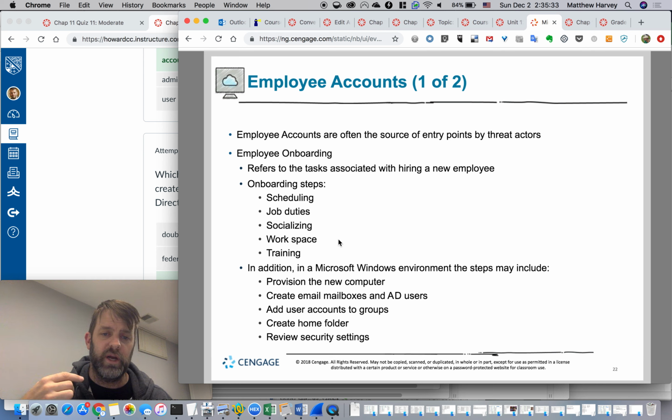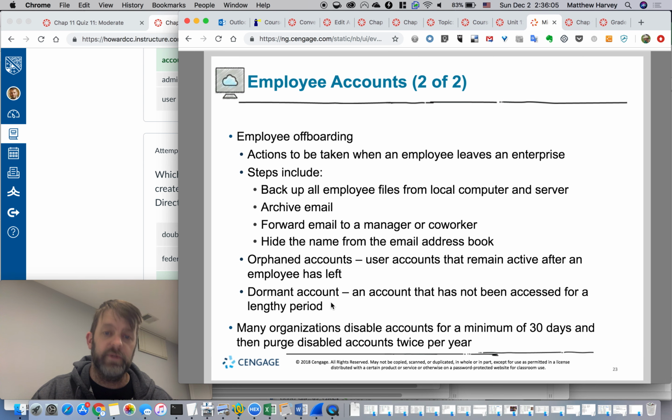Onboarding is the process of bringing a new user on, figuring out what their job duties are. Socializing there, they mean sort of getting them to understand how the office culture works, how the organization works. A lot of companies require special training. They say, oh, you have to take this training course on safe use of the computer before we'll give you an account. So these are some sample steps of what might be included in provisioning an account.